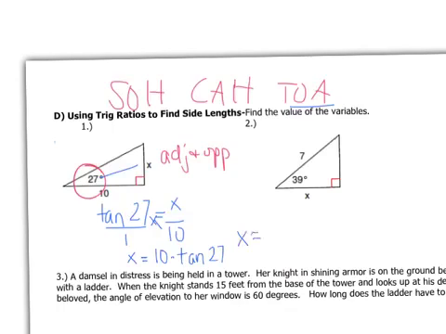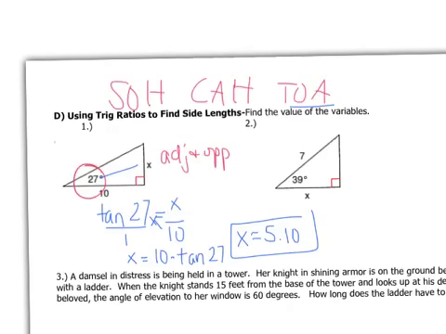10 times the tangent of 27. So you can't just do 10 times 27. Tangent of 27 is not the same as 27. It is 10 times the tangent of 27. We should be getting approximately 5.10. Make sure that you know how to use your calculator.